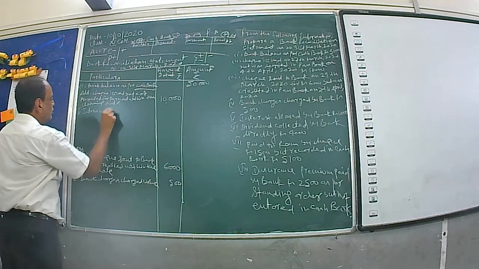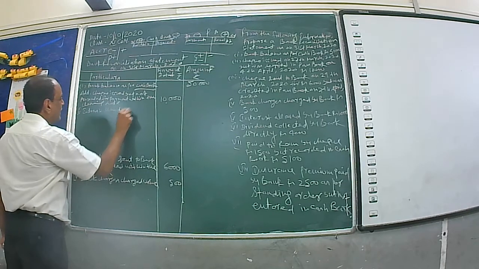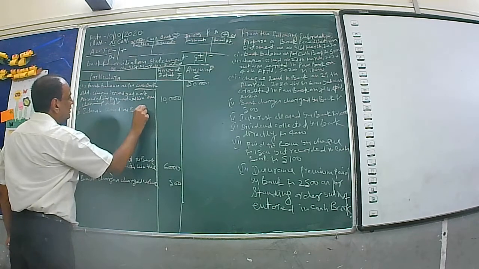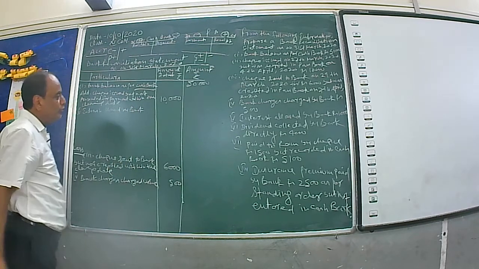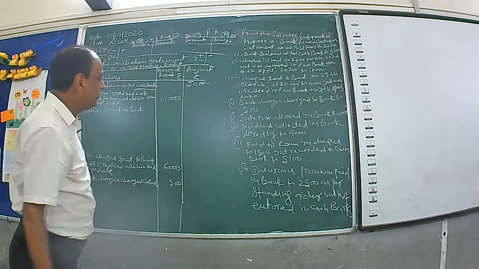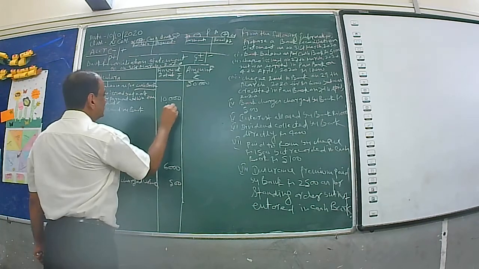Interest allowed by bank, but not entered in cash book. You may write the amount is 1,000. The amount of interest is 1,000.